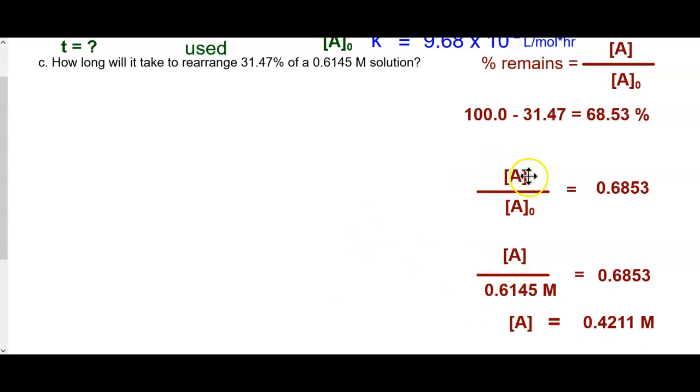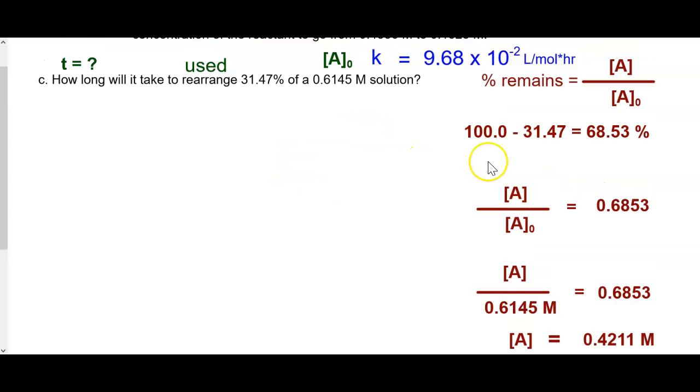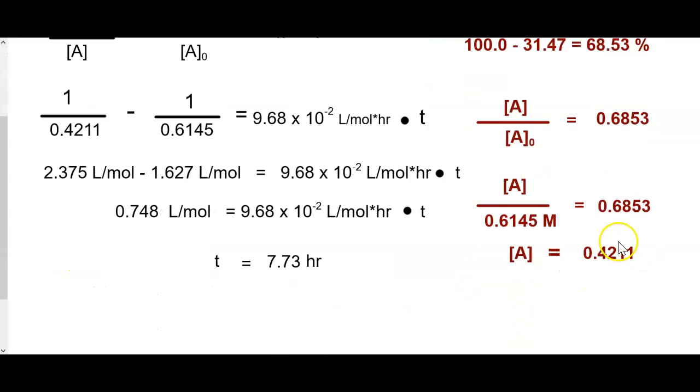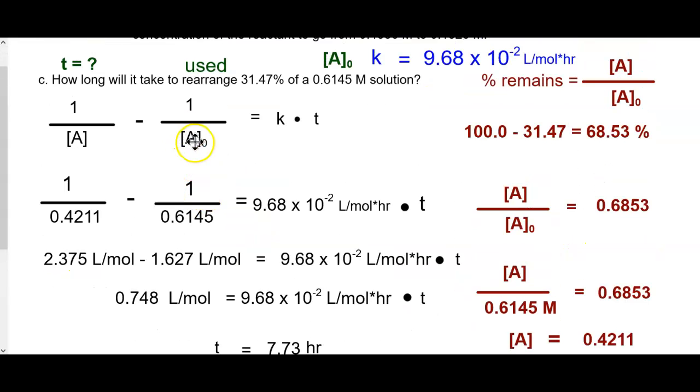So now we have A and A naught because of the relationship between percent remains equals A over A naught. So we can plug in our value. We know our A is 0.4211. Remember that was from this work right here. And we know our A naught. So again, look what I did. I put my formula in here as I requested and expect that you have the generic formula up above where your work is. And then we're going to put in the A naught here.